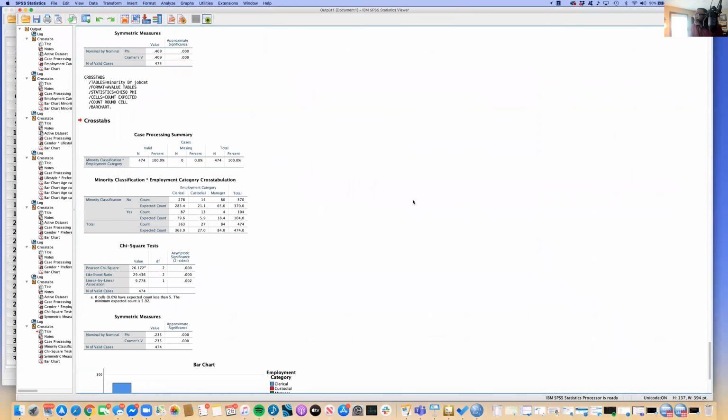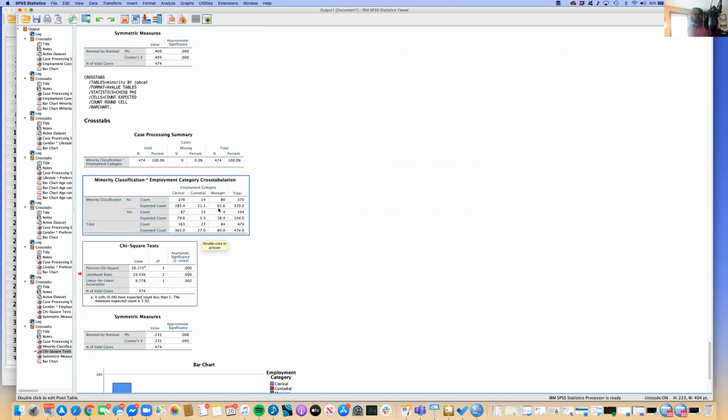Okay. So the first thing we do is what? We want to see if the significance level is below 0.050. When we look at the Pearson chi-square value and the asymptotic significance, we see that it is indeed below 0.050. So we can right off the bat say there's a relationship here.